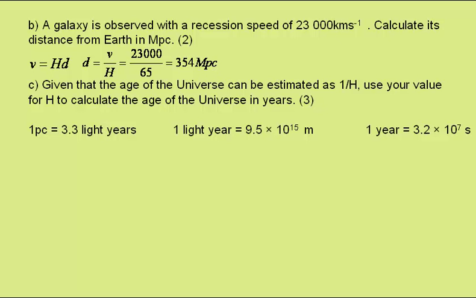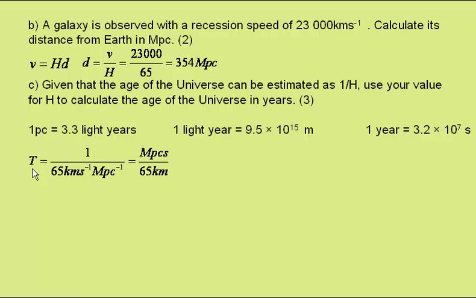Part C. Given that the age of the universe can be estimated as 1 over the Hubble constant, use your value for Hubble's constant to calculate the age of the universe in years. And we're given details that 1 parsec is equal to 3.3 light years, a light year being 9.5 times 10 to the 15 meters, and 1 year being 3.2 times 10 to the 7 seconds.